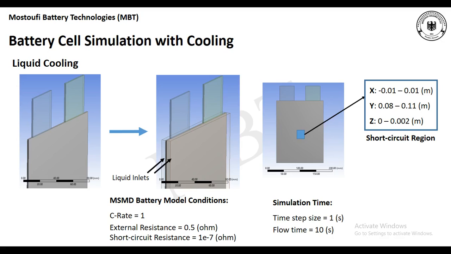So for the MSMD battery model conditions, we have a C rate value of 1, an external resistance value of 0.5 ohm, and a short circuit resistance of 1e-7 ohm. The total flow time would be 10 seconds and the time step size would be 1 second. So we have a total number of time steps of 10. So now let's go to the Ansys software and start the simulation.